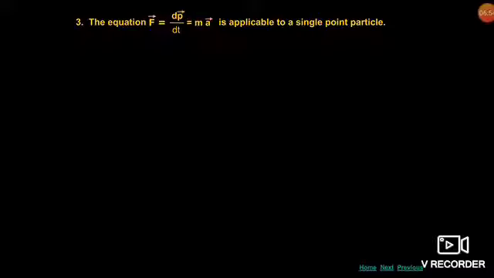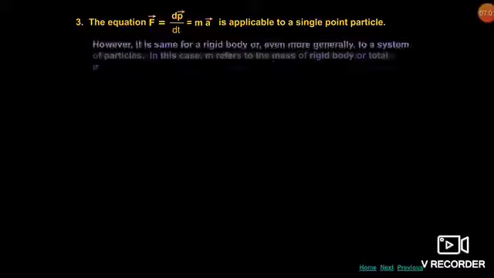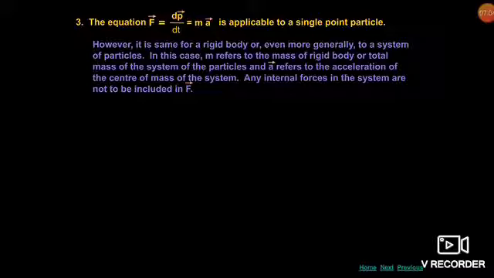Now the equation F is equal to dp by dt, which is equal to m into a, is applicable to a single point particle. However, it is the same for a rigid body, or even more generally for a system of particles. In this case, m refers to the mass of the rigid body or the total mass of the system of particles, and a refers to the acceleration of the center of mass of the system. Any internal forces in the system are not to be included in F.